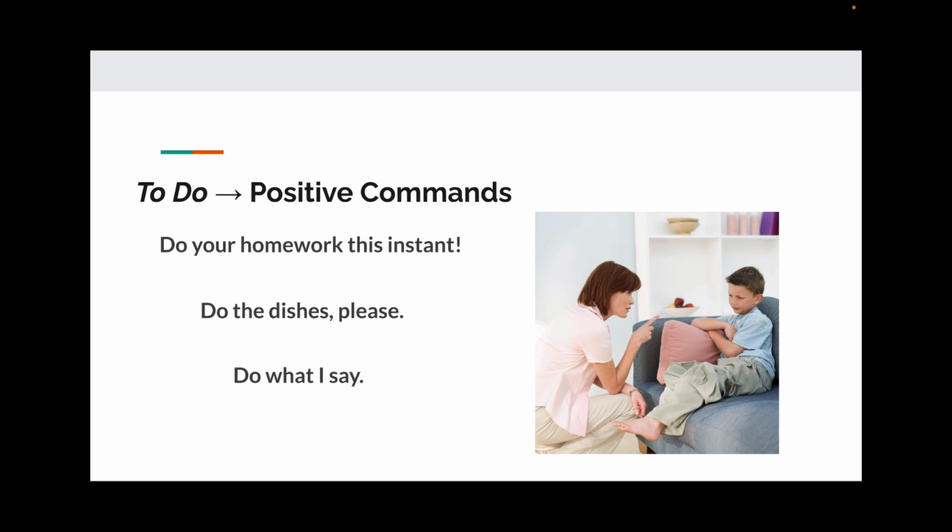As you can see in the photo, the mother is telling her son to do your homework this instant. The son knows that his mother is talking to him only, so there's no need to put you in the sentence. If I am talking to a group of students, I could say you do your homework this instant because you is plural. However, I don't need to say you because my students would know that I'm talking to them only.